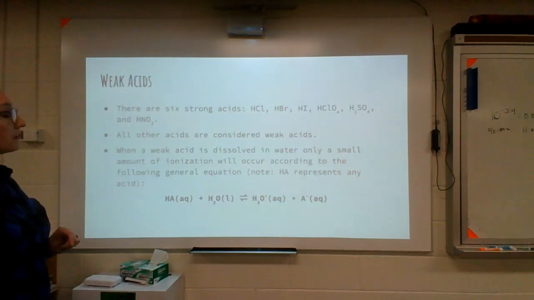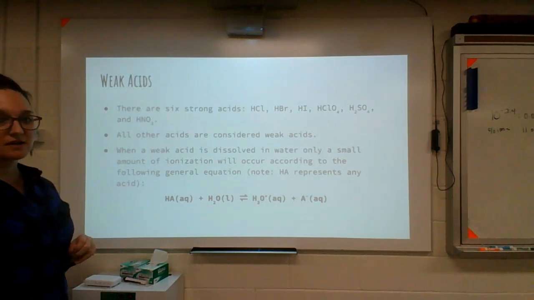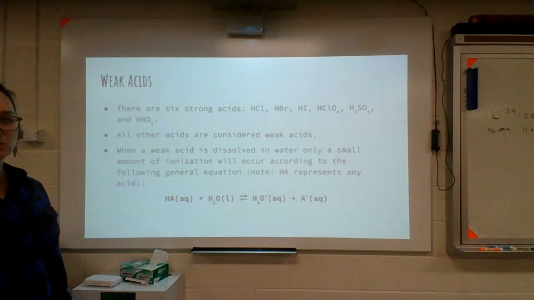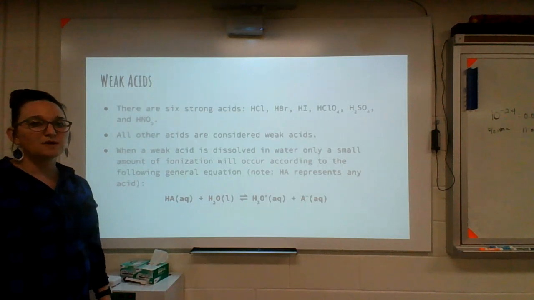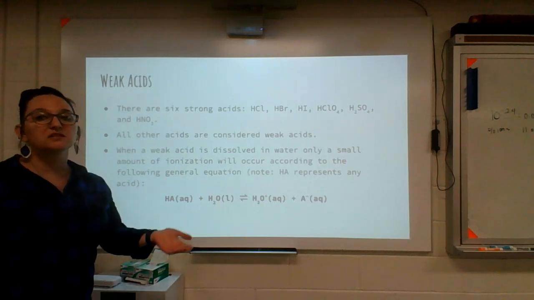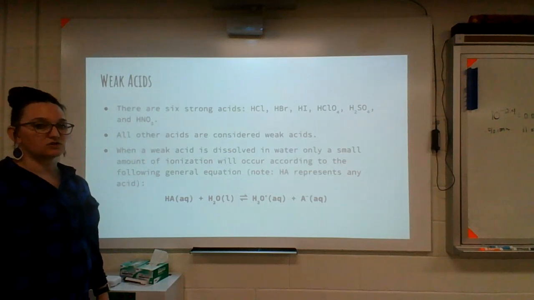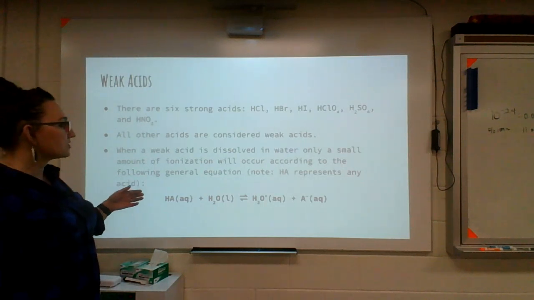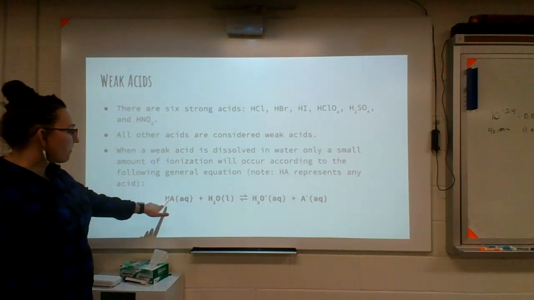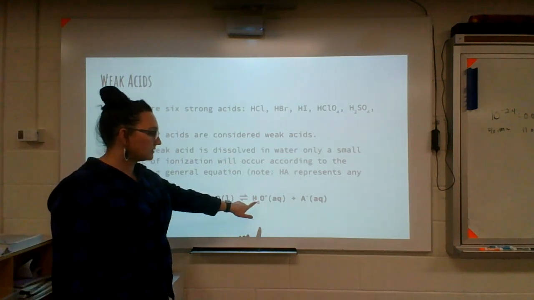There are 6 strong acids: hydrochloric, hydrobromic, hydroiodic, all halogens, and then perchloric, sulfuric, and nitric acid. All other acids are considered weak acids. So our strong acids, when they participate in reactions, will go to completion. But our weak acids, when dissolved in water, only a small amount of ionization actually occurs. And so we get the general equation where HA denotes any acid. So we'll have HA plus water will produce hydronium ions and the negative ion from our acid.